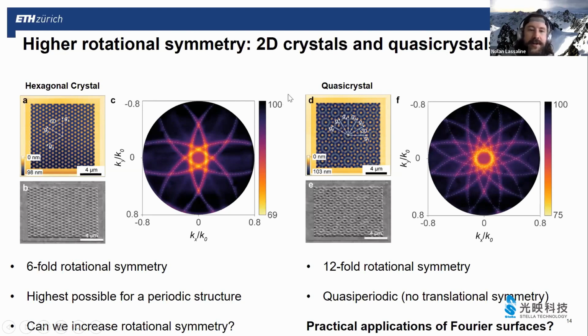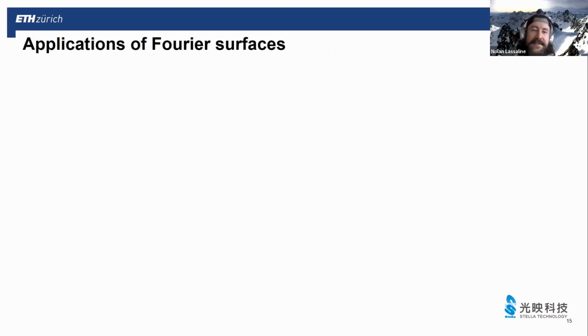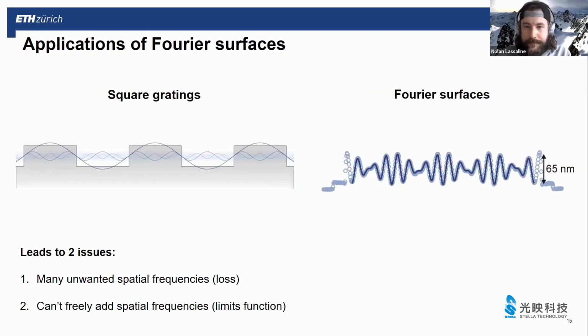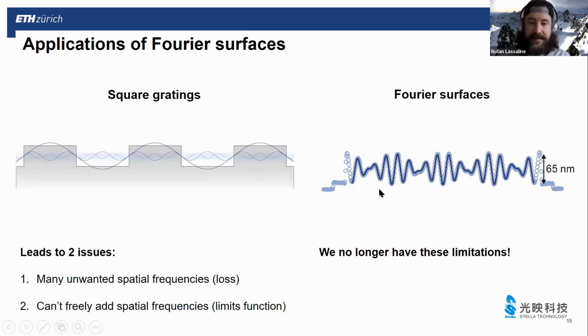Of course, this gets a little bit more abstract at this point, but I think this would also raise the question of basically, are these surfaces actually useful, or can we do something useful with them? If we take a look at that, first we can start with what I had told you at the beginning, that until now people had been doing everything with these square gratings, and that these square gratings have these problems associated with them. And then, of course, we learned that now we have these Fourier surfaces, which we could freely implement, and we don't have these limitations anymore. So we don't have these unwanted frequencies, and we can freely add the spatial frequencies that we would desire.